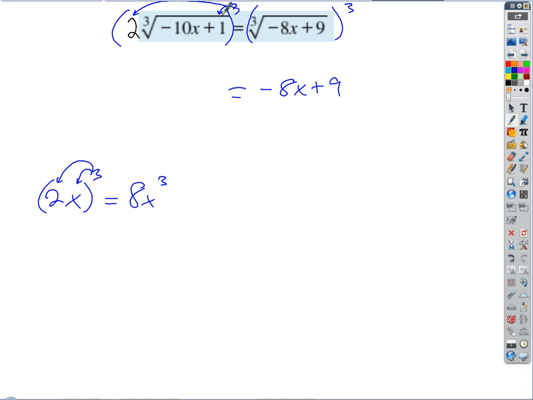And what's it going to give me then? 2 cubed is what? 8. And then a cube root cubed just undoes the cube root. So I'm not even going to go any further with that, but you see that that's no big deal. Just distribute the 8 and then solve for x, right? No biggie. That works.